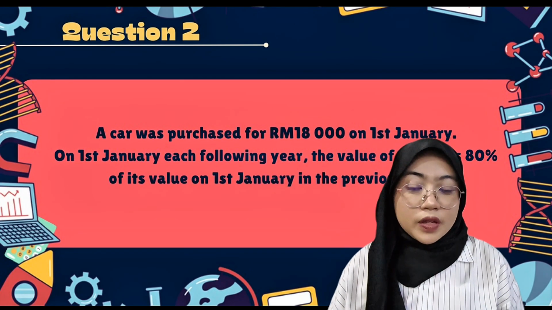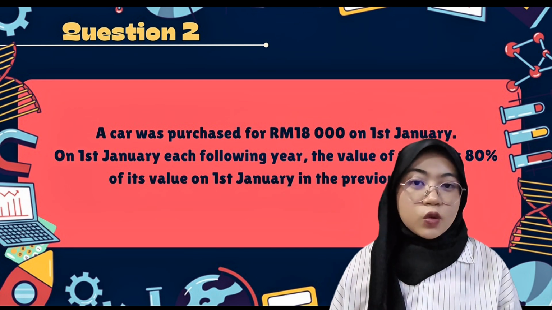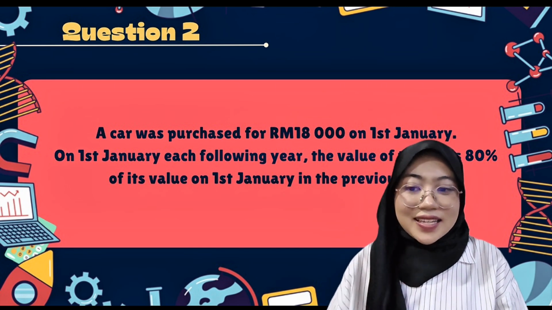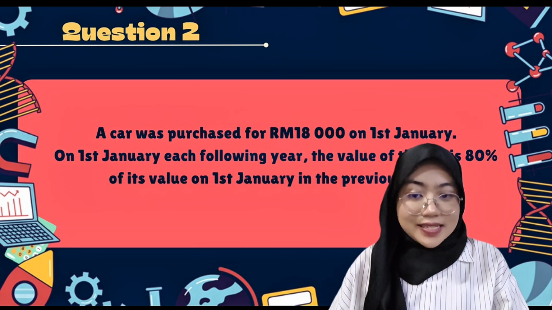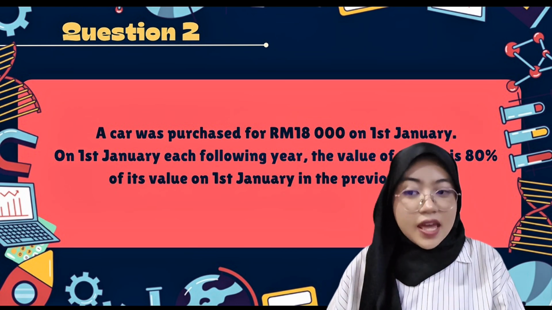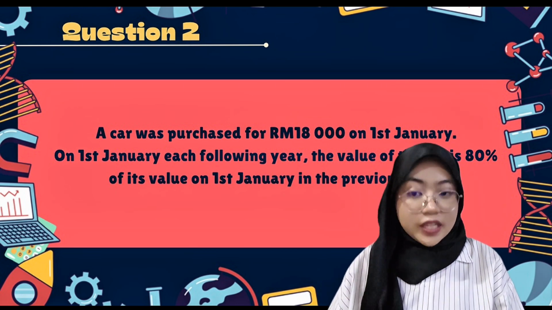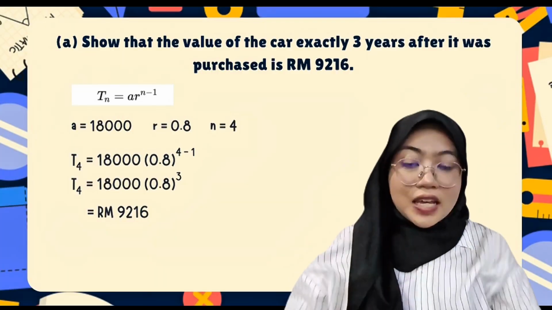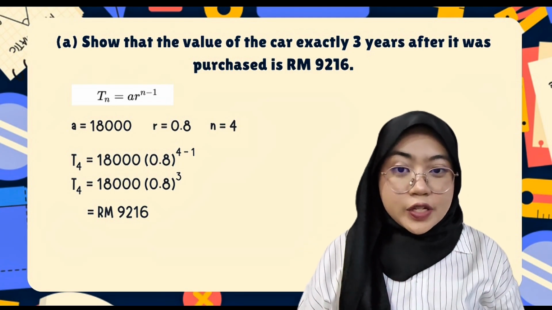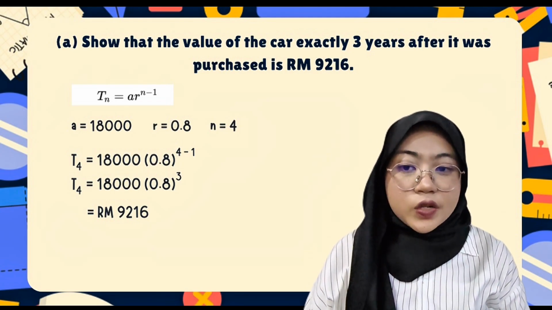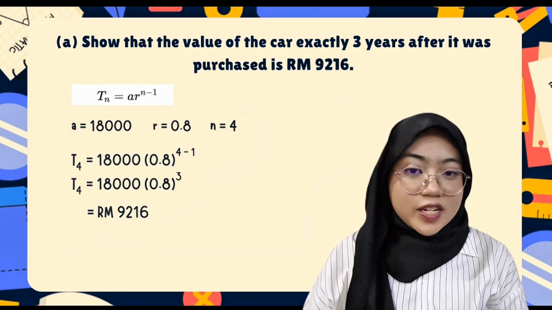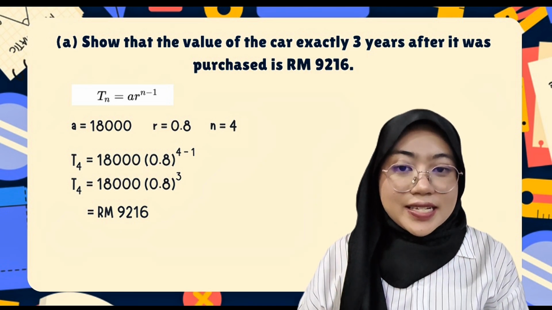So now I will be moving on to the next question, which is question 2 for geometric sequence. Our question 2 states that a car was purchased for 18,000 ringgit on 1st January, and on 1st January each following year, the value of the car is 80% of its value on 1st January in the previous year. Now I'm going to move on to the first question from this main question, which is: show that the value of the car exactly 3 years after it was purchased is 9,260 ringgit.